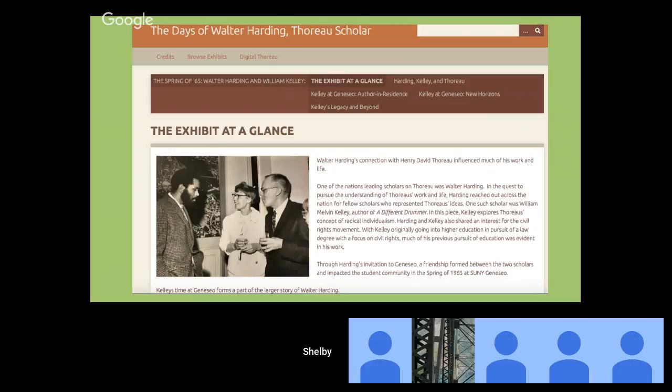So the exhibit at a glance just talks about how he invited Kelly here and why he invited Kelly here. They had a lot of the same interests in reading Thoreau's work. He wanted to find something that related to them, so he invited Kelly here, and they formed a relationship, and then we'll talk about the impact that he had on the student community in Geneseo.